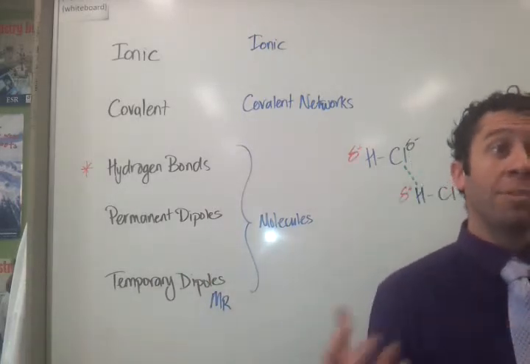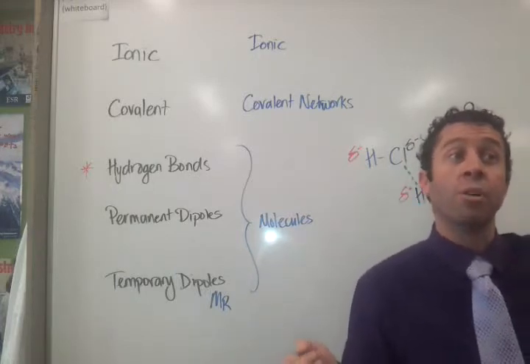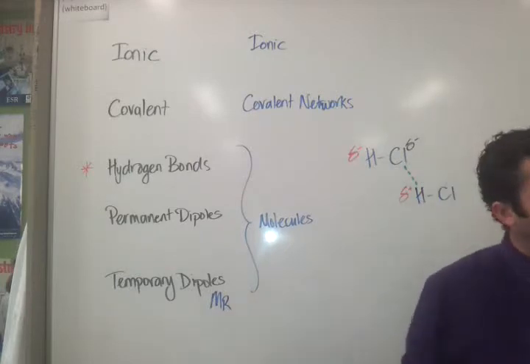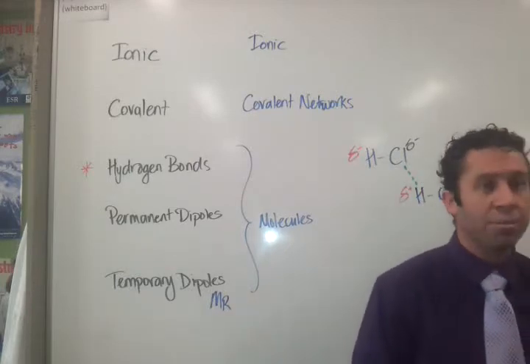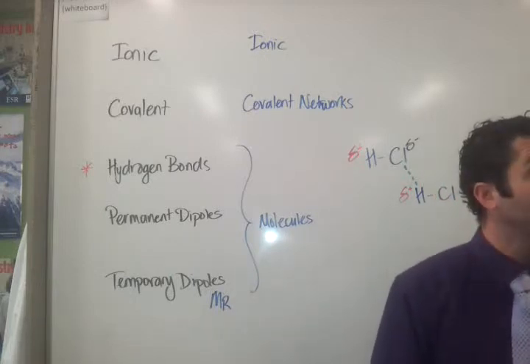And so that's why you find that big molecules, like we did in organic chemistry, have higher melting and boiling points, because they have a bigger molecular mass, so they have a bigger electron cloud, so they have more temporary dipole forces. And that's why they have higher melting and boiling points.